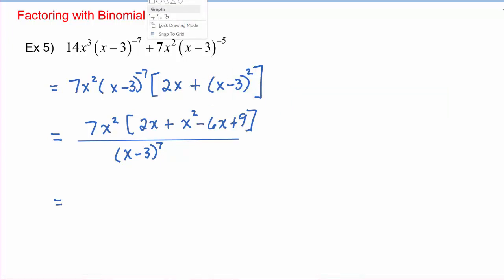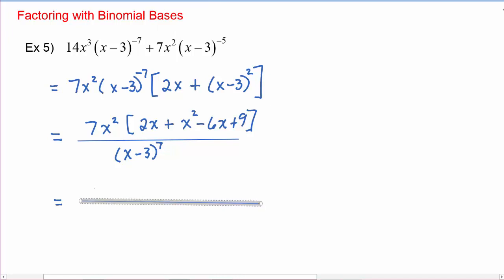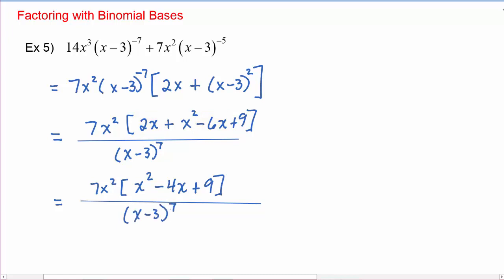Next, we can combine like terms, and we now have 7x squared times x squared minus 4x plus 9 inside the brackets, and in the denominator we have x minus 3 to the 7th power. And there's our final answer.